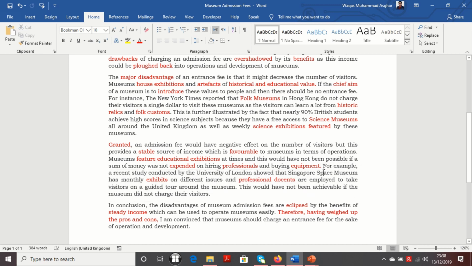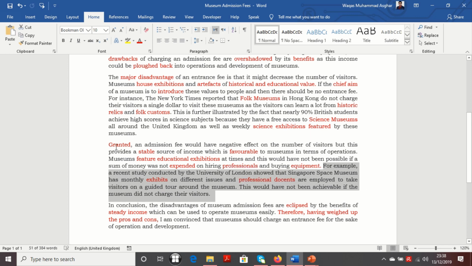I will read this example again. Now I'm going to give an example to support my explanation, and it's also a requirement from an examiner. For example, a recent study conducted by the University of London showed that Singapore Space Museum has monthly exhibits on different issues, and professional docents are employed to take visitors on a guided tour around the museum. This would not have been achievable if the museum didn't charge their visitors.